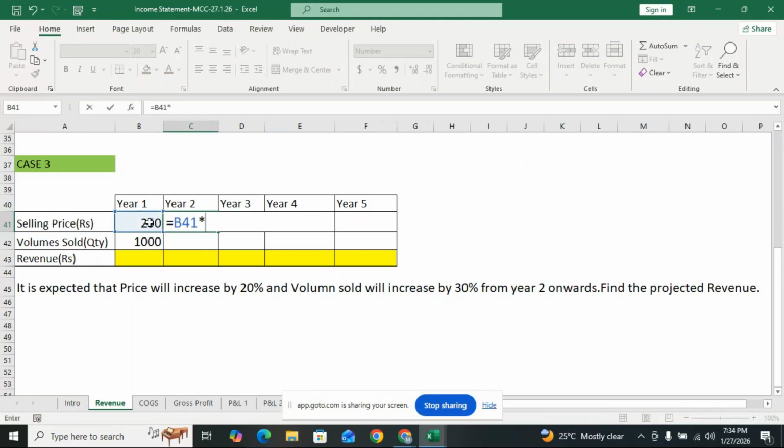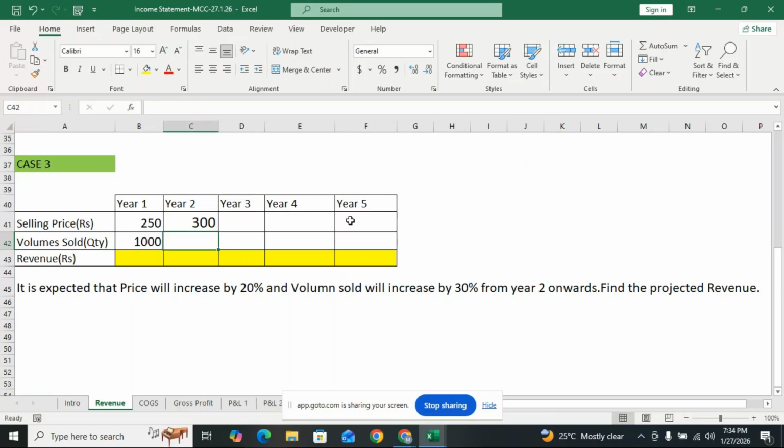Equals to B41 into 1 plus 20%, ma'am. Suppose if I do into 20%, what answer will I get? I'll only get the increase in value. This is the right way of calculating the increase in the value. So equals to B41, which is your 250, into 1 plus 20%. So when you press enter, you get the increased value, because instead of going a roundabout way, this is the shortest way.